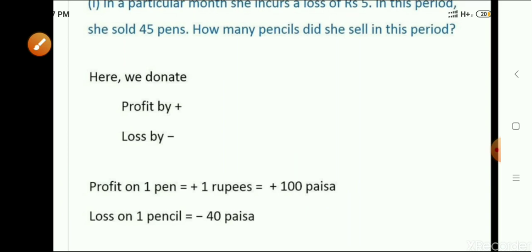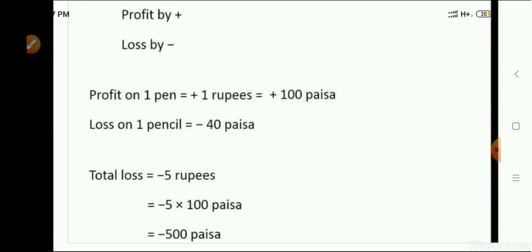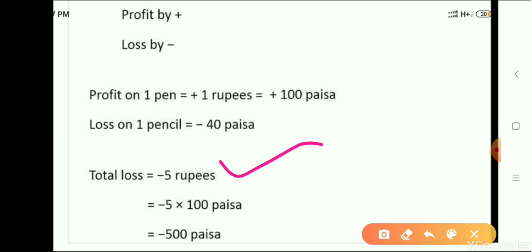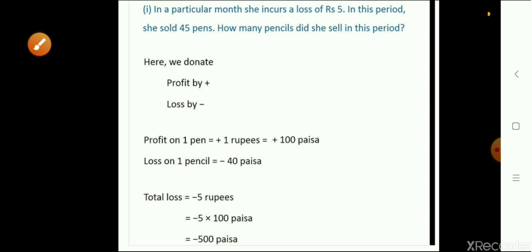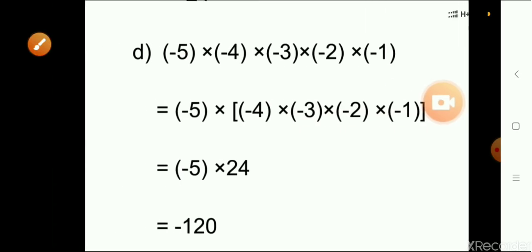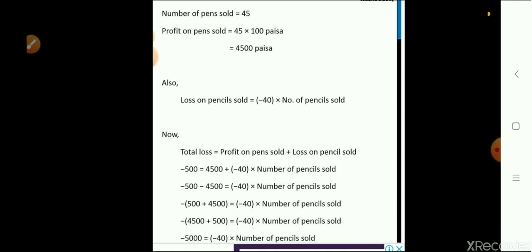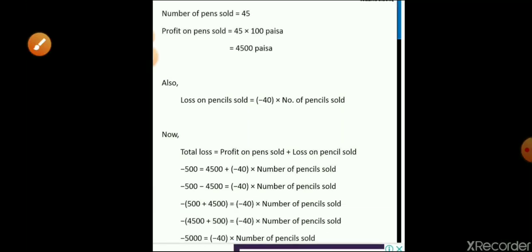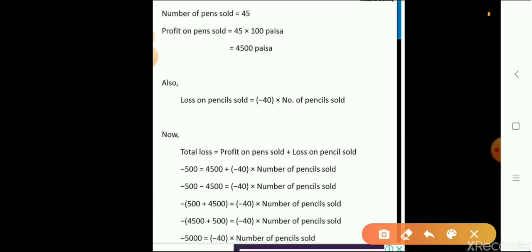We are converting all the units into paise. The overall loss is given minus 5 rupees, which will be minus 500 paise. Now, the number of pens sold in that particular month is 45. So, the profit on 45 pens will be 45 into 100 paise. It will be 4500 paise.